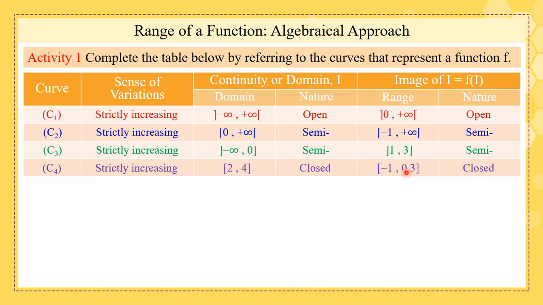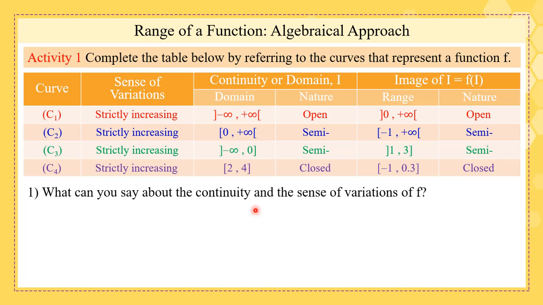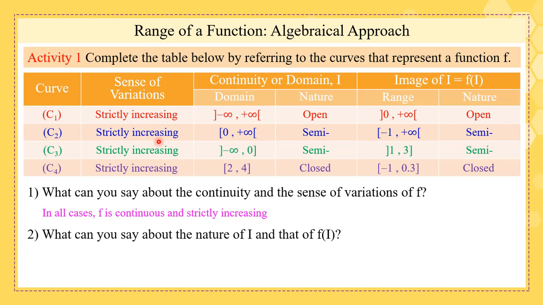Now let's see the results from this table. This is a table. Now, can we compare the continuity and the sense of variations of f? So in all cases, we can state that f is continuous and is strictly increasing. Now, what can you say about the nature of I and the nature of f of I? If we compare them, we can see from here that I and f of I have the same nature. You see? They do have the same nature. So in this case, we have f is continuous and strictly increasing, and I and f of I do have the same nature.